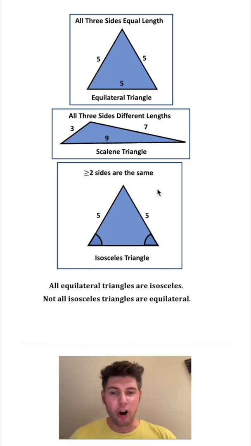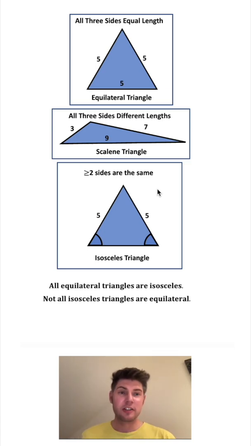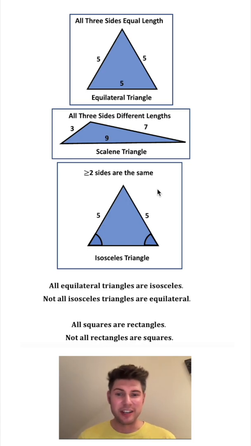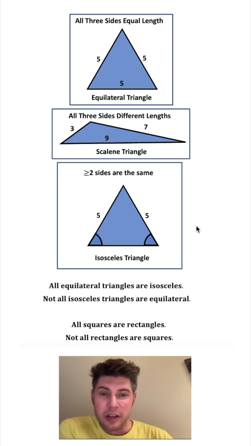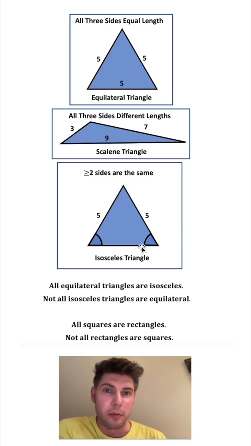Let's get rid of this. All equilateral triangles are isosceles, but not all isosceles triangles are equilateral. And this may seem weird, but this happens all the time in geometry. Here's a popular example. All squares are rectangles, but not all rectangles are squares. Ultimately, what we really care about is as long as a triangle has 2 sides congruent, we really don't need that third side to do a whole bunch of math from here.